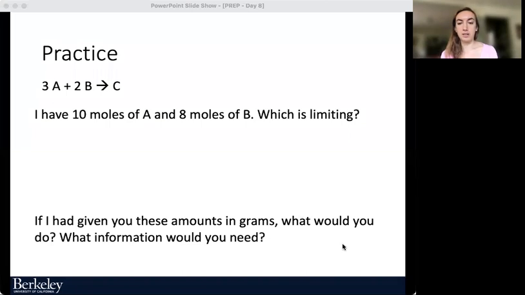Okay, so just to see how we did, I just started a poll. So which do you think is limiting, A or B? Okay, so most people think that A is limiting. So let's go through it.